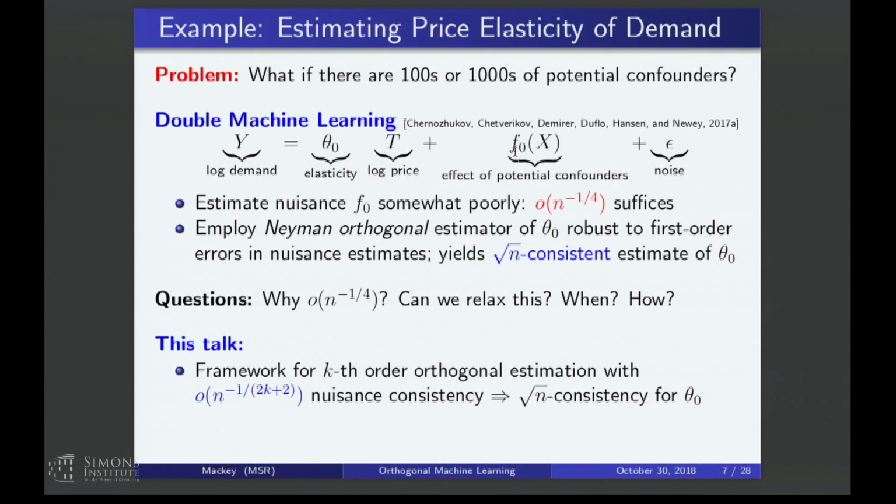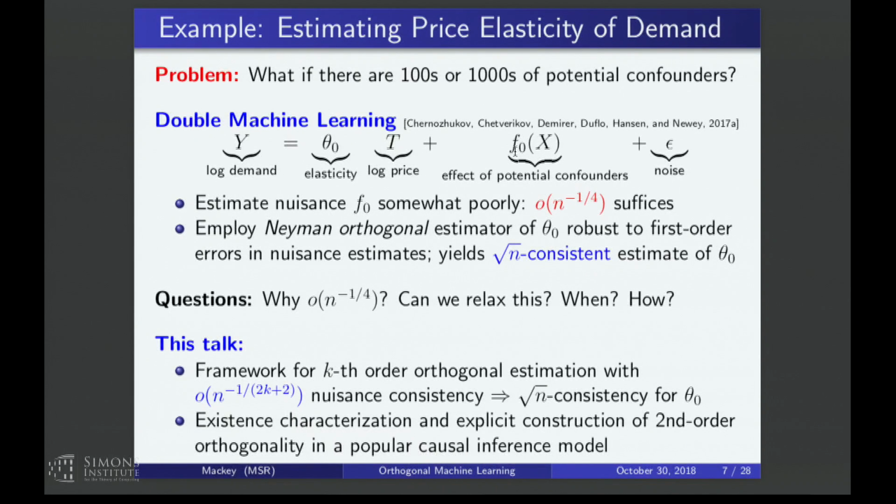So what are we going to do in this talk? I'm going to give you a framework for a generalization of this Neyman orthogonal estimation. So it's K orthogonality. And roughly what you get from this is that n to the minus 1 over 2k plus 2 consistency for your nuisance estimates implies root n consistency for your target parameter. So by employing this higher order notion of robustness, you can actually do a worse job at estimating the nuisance and still get a good estimate of your target parameter.